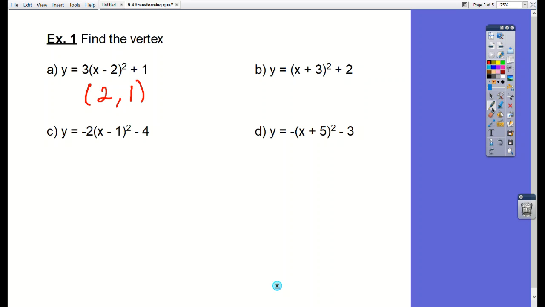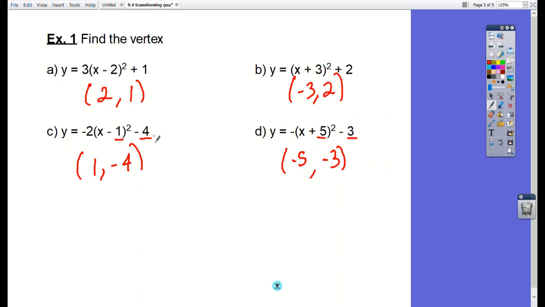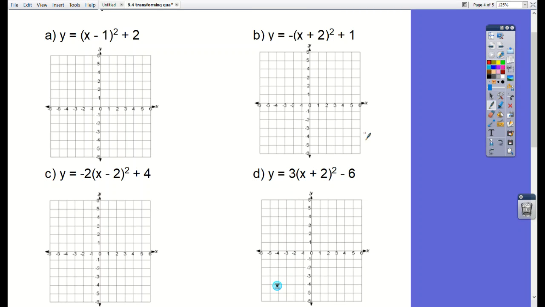All right, Tyler, give us the next one. -3, 2. All right, Ethan, give us the next one. 1, -4. And Miles, give us the last one. I didn't get the last one. We're coming back to you later, Grace. -5, -3. There we go. So, Miles, just the vertex for part A. 1, 2, that's right here.